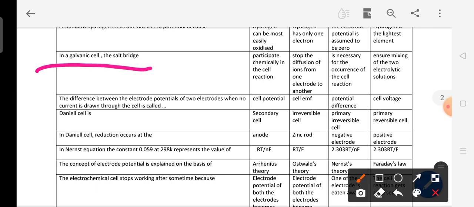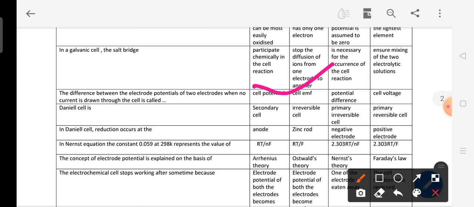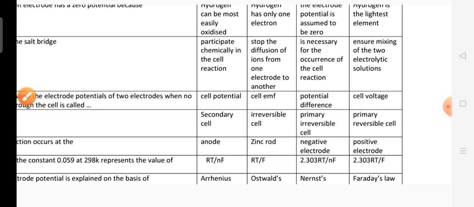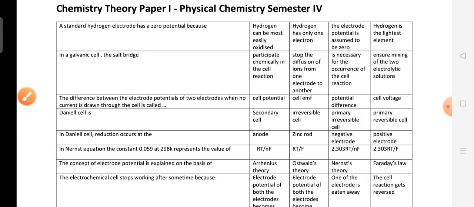We know that the application of the salt bridge is to stop the diffusion of ions from one electrode to the other electrode. When we put the salt bridge into the galvanic cell, this avoids the diffusion. Avoiding the diffusion means what? This stops the diffusion from one electrode to the other electrode. So option number 2 is the correct one. This is the answer to that question.